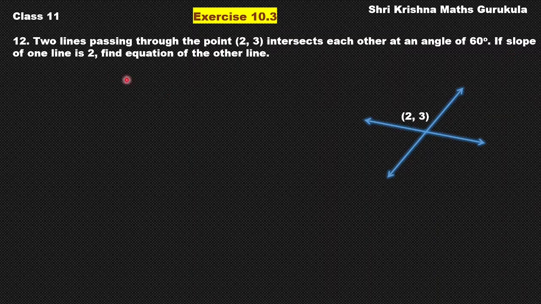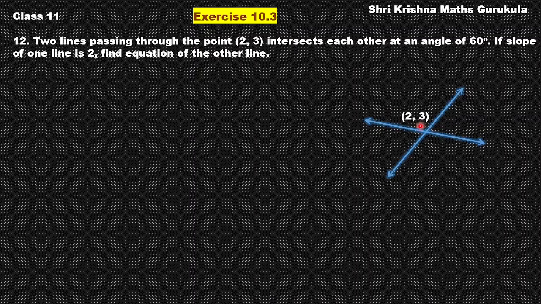Now, the slope of one line is 2. Let us say if this is 2, the slope of this line is 2. We have to find the equation of the other line. We don't have to find the equation of the line whose slope is given to us. We have to find the equation of the other line whose slope we don't know. We have to find the slope and we have to find the equation.